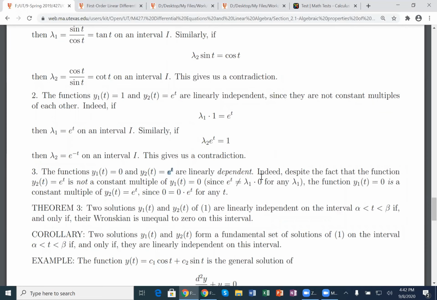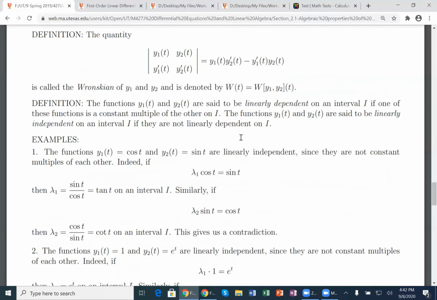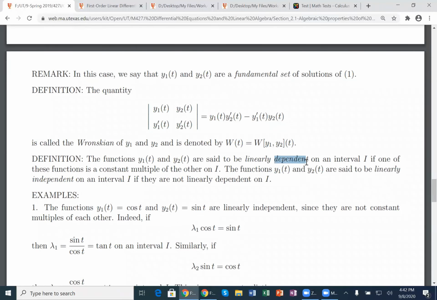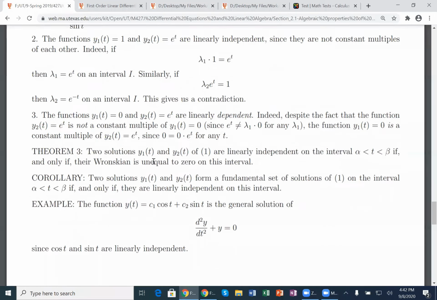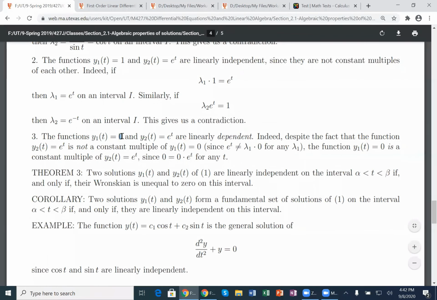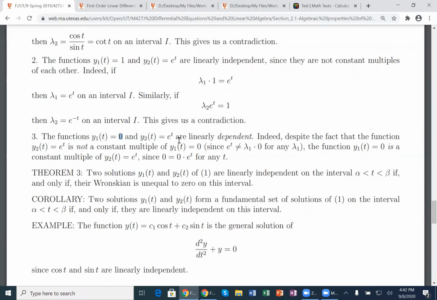times 0. Okay, so how do you check if something's linearly dependent? I guess it's a better way of asking. So once again, we use the definition. Dependent means one function is a constant multiple of the other function. Here, note that 0 is indeed a constant multiple of e to t. Here's why: 0 is e to t times a constant, 0.